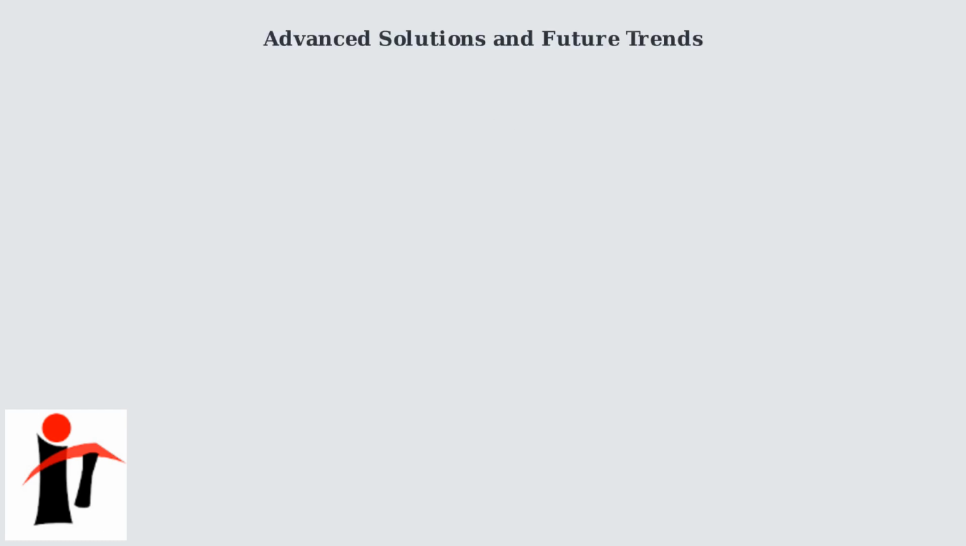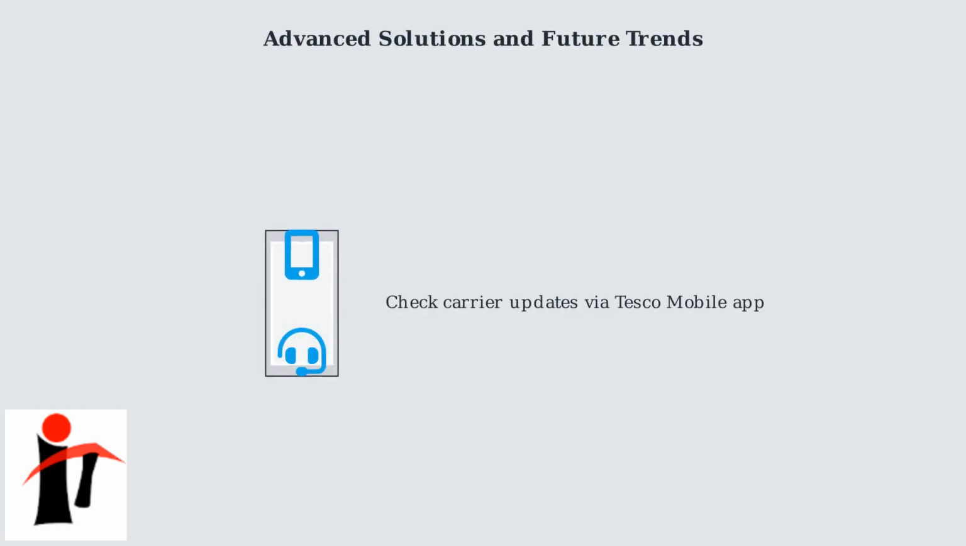If basic APN fixes don't resolve your roaming issues, start by checking for carrier updates through the Tesco Mobile app. This ensures your device has the latest network configurations. If problems continue, contact Tesco Mobile support for IMEI-based diagnostics. Their team can identify device-specific issues and provide targeted solutions.